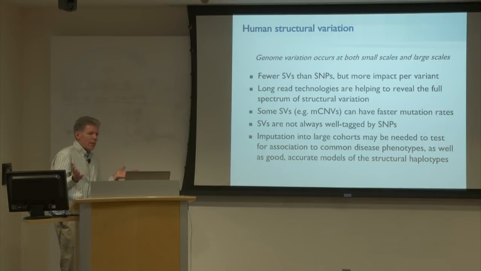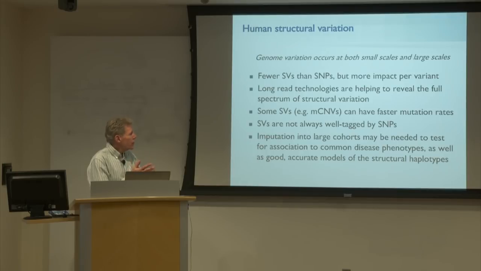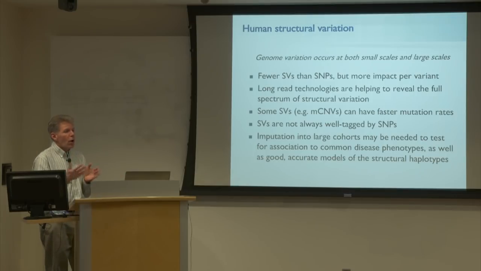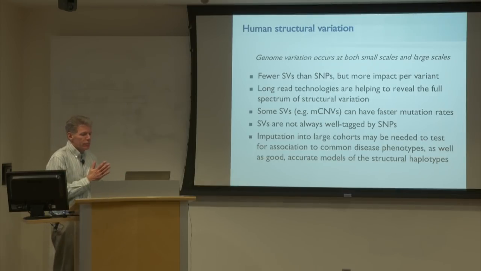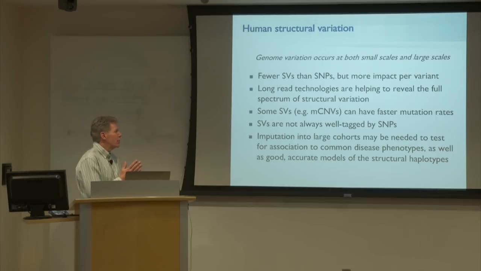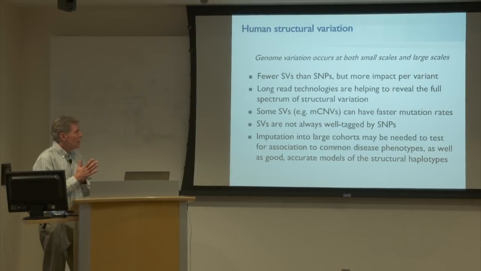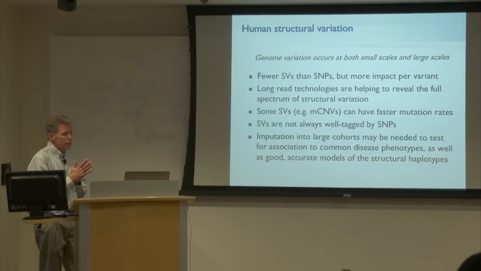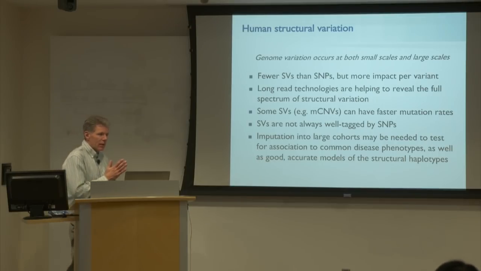So to sort of wrap up and talk about the main messages. So there are fewer structural variations overall in our genomes than there are SNPs, but there's still a very large phenotypic impact from structural variations. Maybe 3 to 7% of EQTLs, and there's on average more impact per variant than for SNPs. Long-read technologies are really helping to reveal the full spectrum of structural variation, especially at some places that have been difficult in the past to ascertain with other technologies.